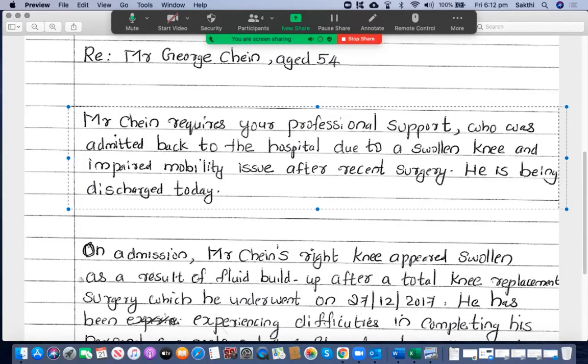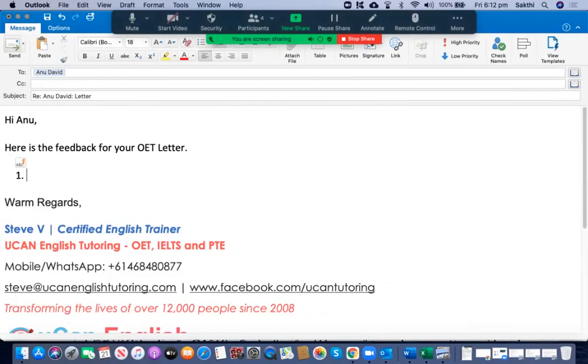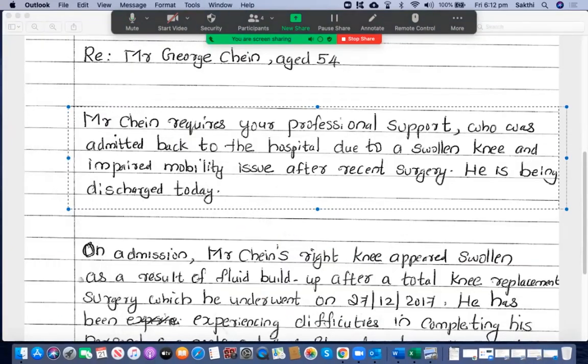The placement of "who was admitted" is not good. This is wrong. So what you could have done is mention Mr. Shen, comma, who was admitted to the hospital due to a swollen knee and impaired mobility issue after recent surgery, comma, requires your professional support. You could have shuffled the order.